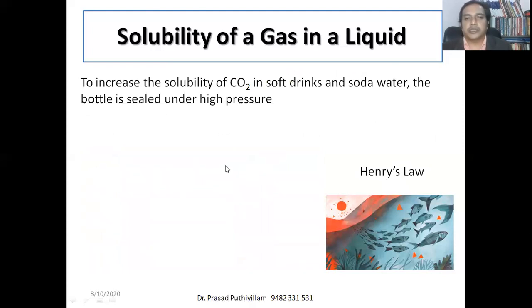We see two or three more examples of practical applications of Henry's law. To increase the solubility of carbon dioxide in soft drinks and soda water, the bottle is sealed under high pressure. If you open the lid of a soda water bottle, we feel the pressure release. That is because only at high pressure will more carbon dioxide stay in the dissolved state. If it is kept at low pressure, the carbon dioxide will come out of the solvent and will not stay dissolved. Therefore it is stored at a high pressure.